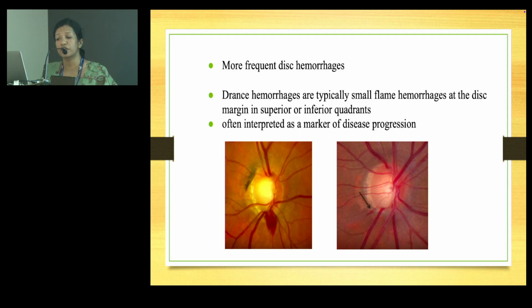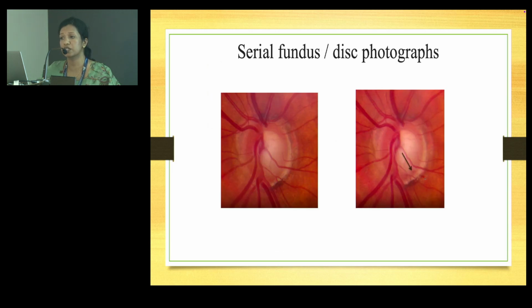You can get an evident disc hemorrhage, and in the second picture, you have to look carefully for a disc hemorrhage, which is very subtle. So in such situations, serial fundoscopic or disc photographs will help you. This first picture shows a normal, second picture shows a disc hemorrhage, which when compared to the previous one, you can pick it up easily.